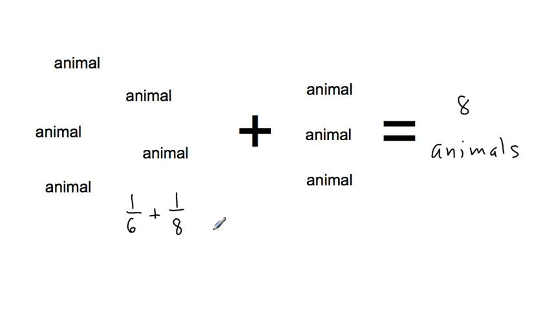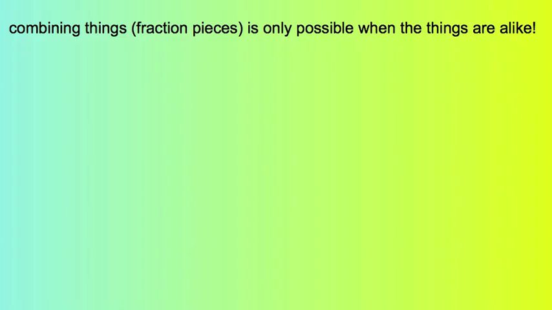And so we have to figure out, what do these two denominators, or the two things, have in common? And what they have in common is a number. And finding that number takes a little bit of practice, right? So we know that combining fraction pieces or things is only possible when the things are alike. So what is alike between a 6 and an 8? Well, we used to have these things called fact families. So we did things like 6 times 3 equals 18, and 18 divided by 3 equals 6, or 18 divided by 6 equals 3, and that's one fact family. What we're looking for is something in the fact family with 6 and something in the fact family with 8. If they have the same number, then we have something we can use.